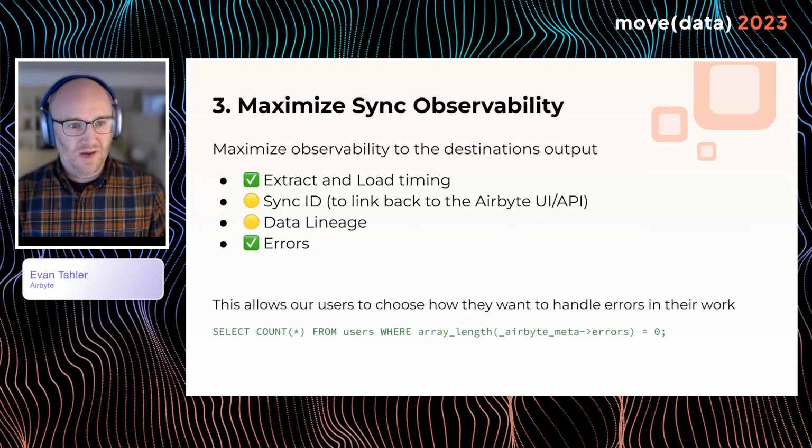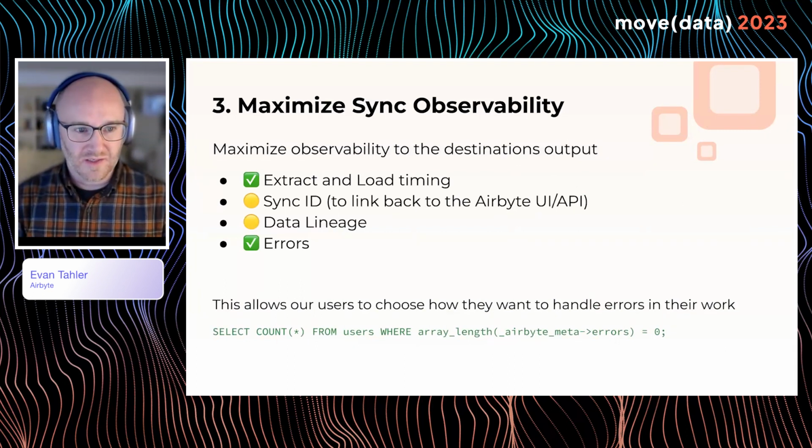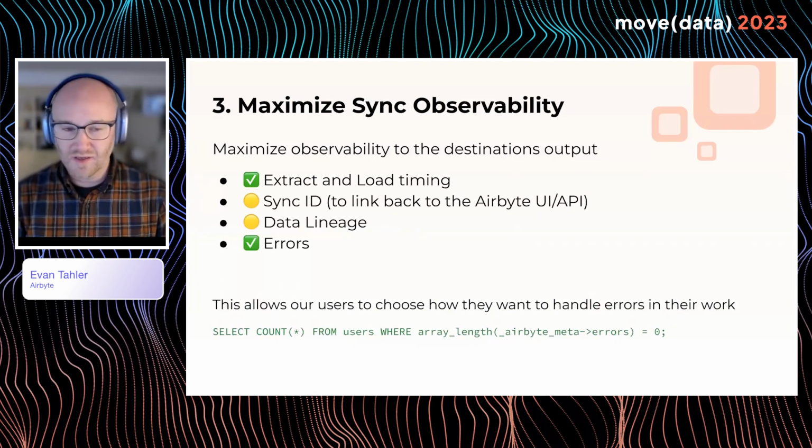So there's four kind of topics when we think about observability that we like to talk about. So extract and load timing. We give you timestamps. We tell you when your data was extracted from the source and when it finally got to the destination. There might be a delay there, and this gives you all the information you need to know about the freshness of your data. We have that today, green check.